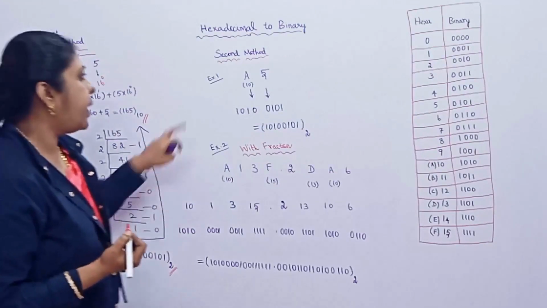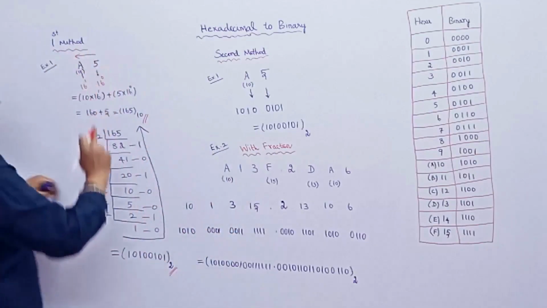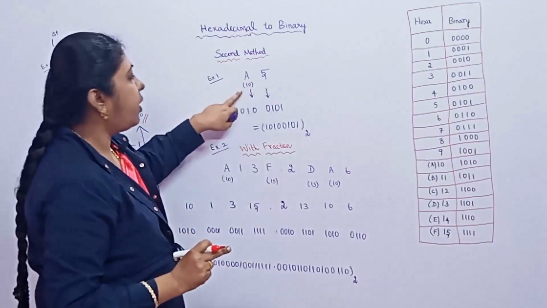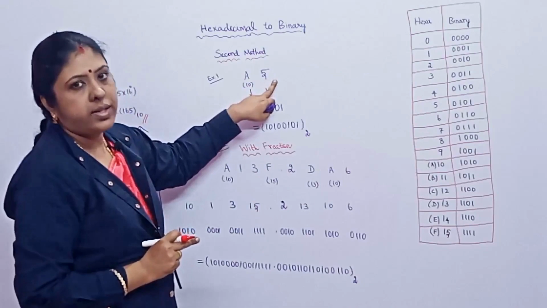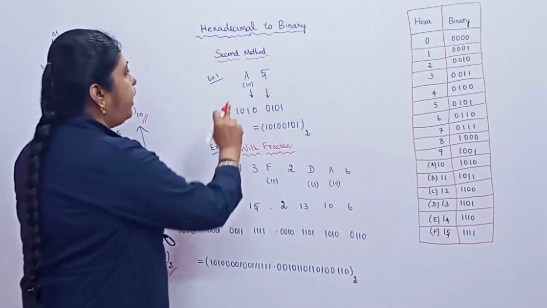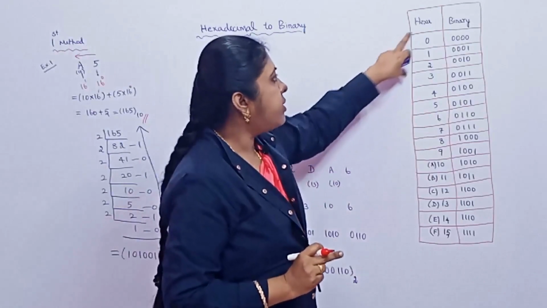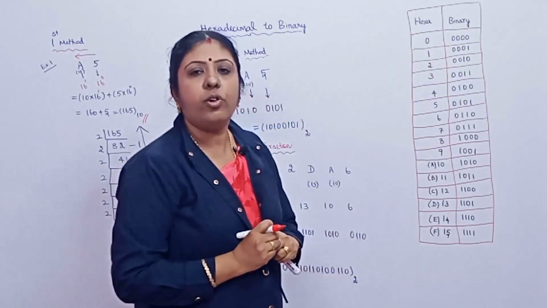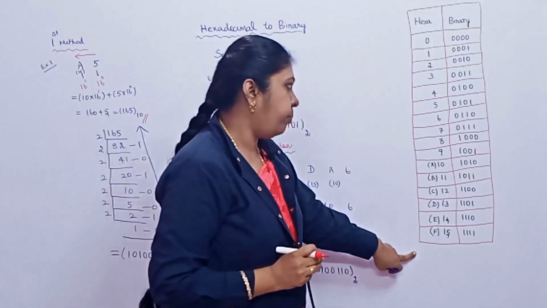Now consider the second method. I am taking the same example A5. For A, it is represented as 10, and 5 is as it is, 5. So for A, consider the table. Each hexadecimal digit has a 4-digit binary value. The table is represented here.